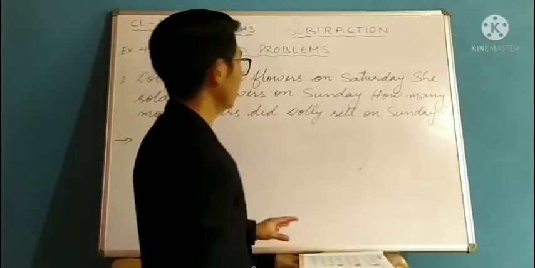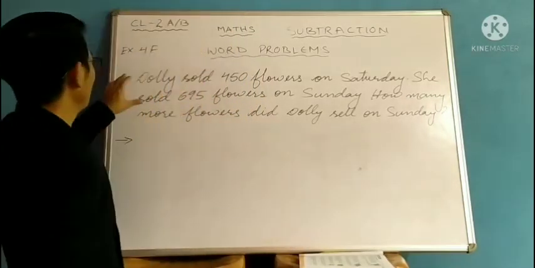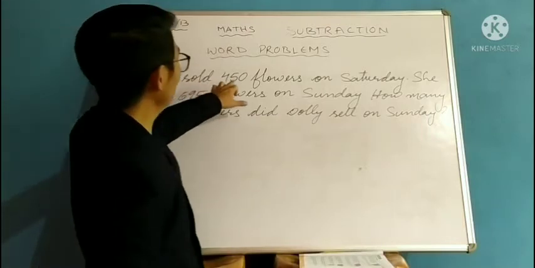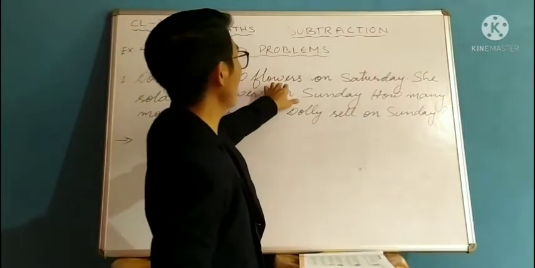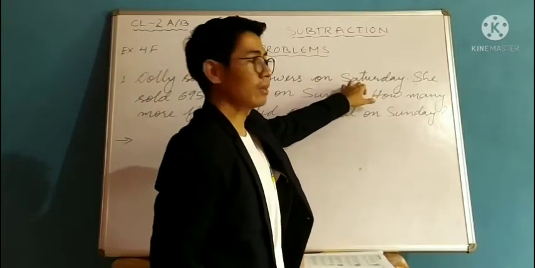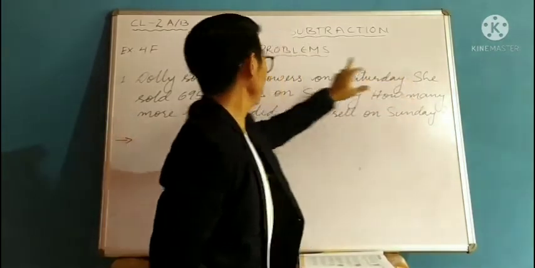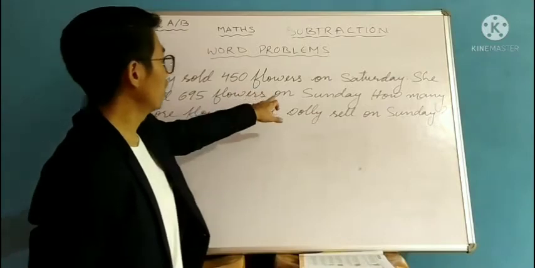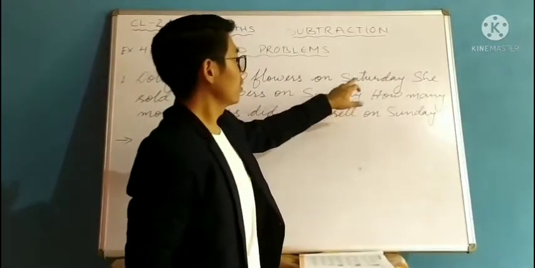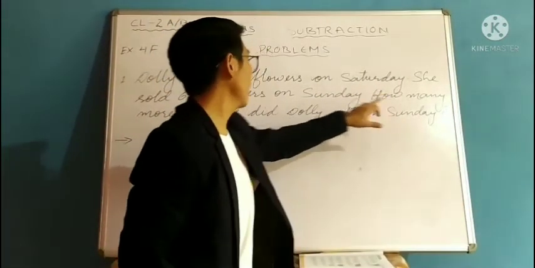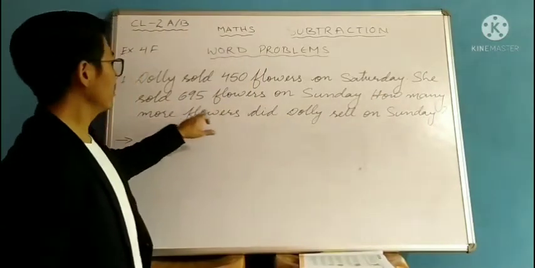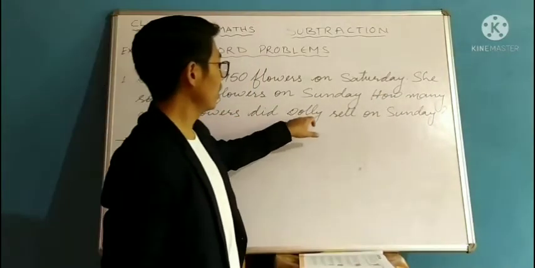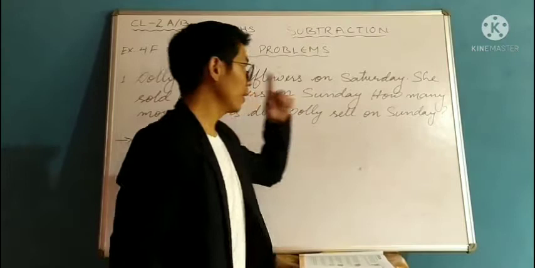I have already written the question on the board. Dolly sold 450 flowers on Saturday. She sold 695 flowers on Sunday. So the real question is, how many more flowers did Dolly sell on Sunday?